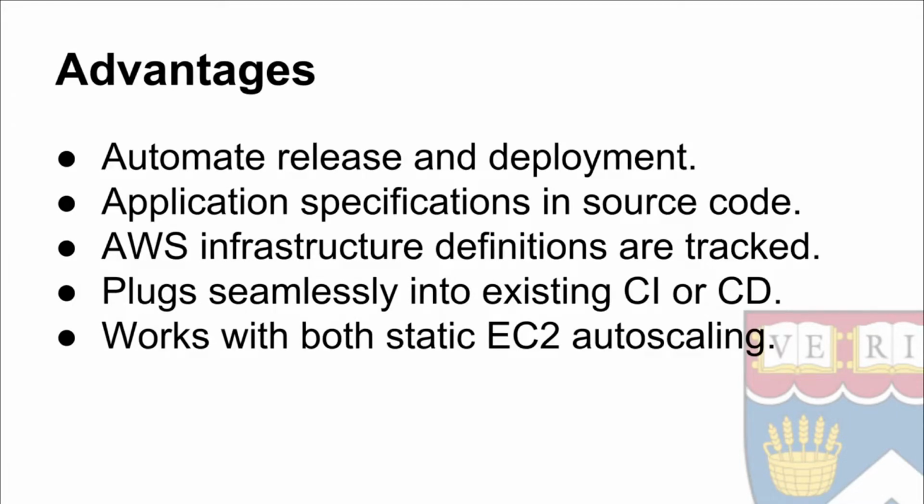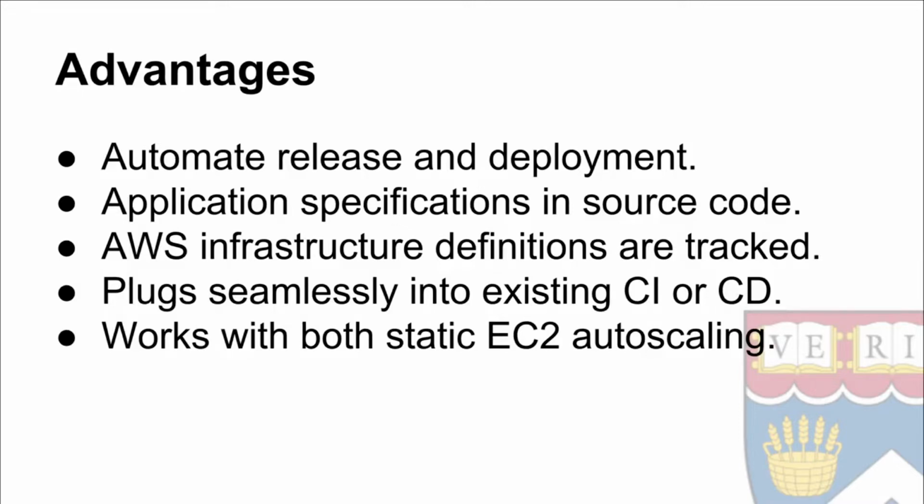First we'll do advantages. What are some of the advantages of using something like Code Deploy to push software to EC2 instances? One, it automates the release and deployment cycles. You can tie this into any kind of CI or CD system. It also allows you to track your application specifications, so the details of how your software deploys can become a part of your application and be controlled in source code, just like the rest of the application that you're developing.